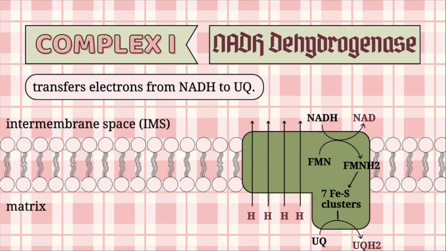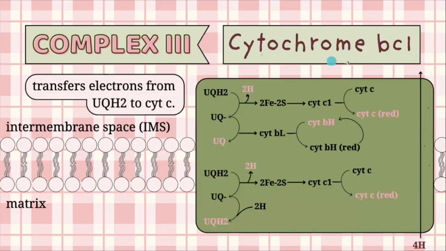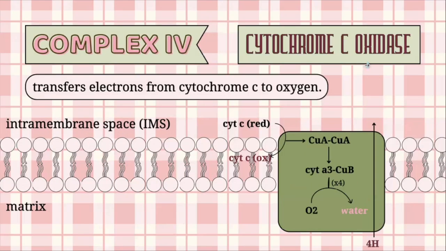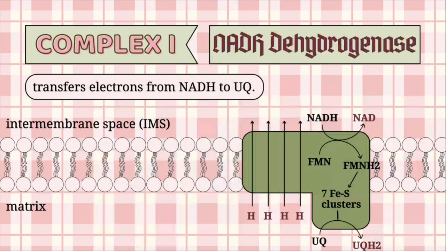So we have 4 complexes. First one is called NAD dehydrogenase. The second one is called succinate dehydrogenase. The third one is called cytochrome BC1. And the fourth one is called cytochrome C oxidase. Okay? So just an overview of what they do.